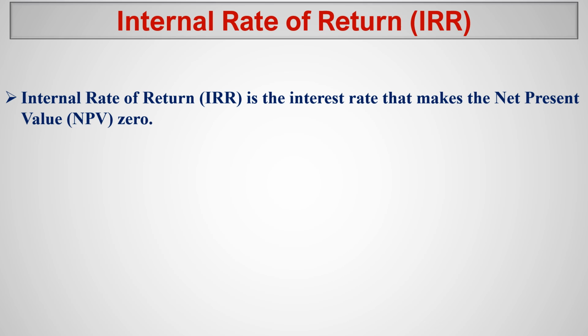So internal rate of return is the interest rate that makes the net present value zero. Zero means a balance condition, where there is no profit and no loss. So essentially what we are going to do is find the balance condition, the interest rate at which your investment is going to be balanced.